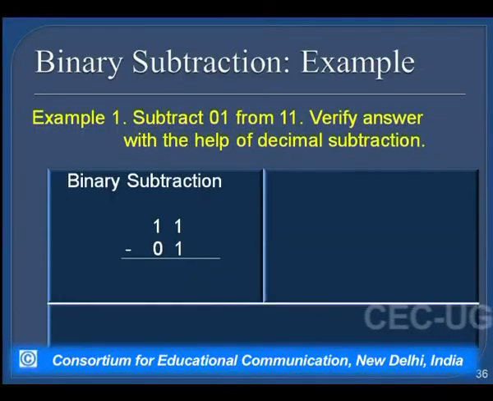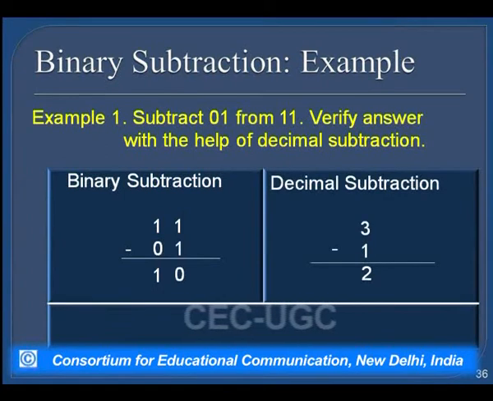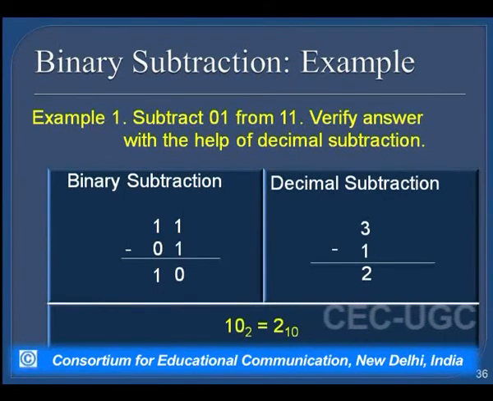So, let us start with this example. We have to subtract 0 1 from 1 1. So, 1 minus 1 is 0. So, we get a 0, and 1 minus 0 is 1. So, we get a 1, and now we verify this with decimal subtraction. So, this is the answer for decimal subtraction.